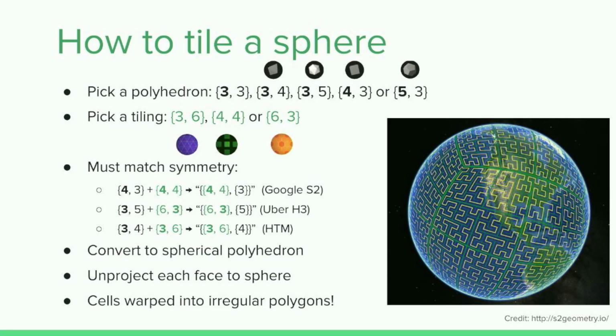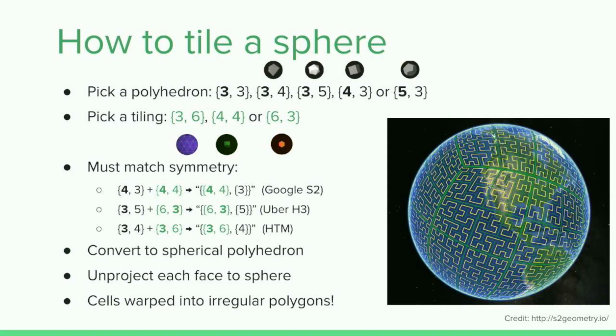Okay, so with these building blocks, how can we make a grid system, or how can we tile a sphere? Essentially what it comes down to is picking some kind of polyhedron, which I've now described with the Schläfli symbols, and picking some kind of tiling and matching the two using a symmetry.